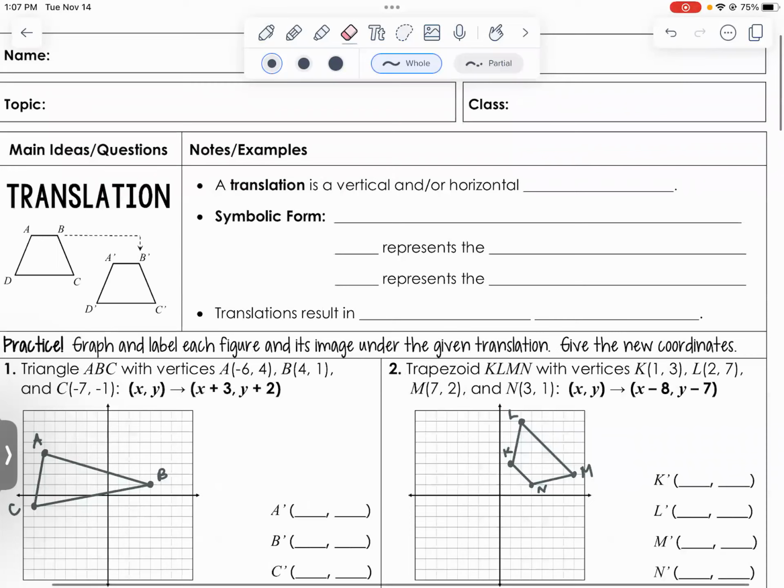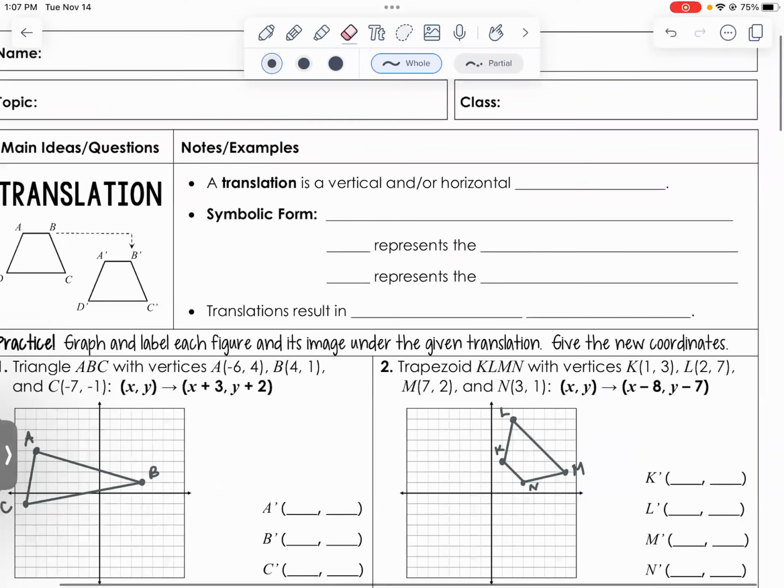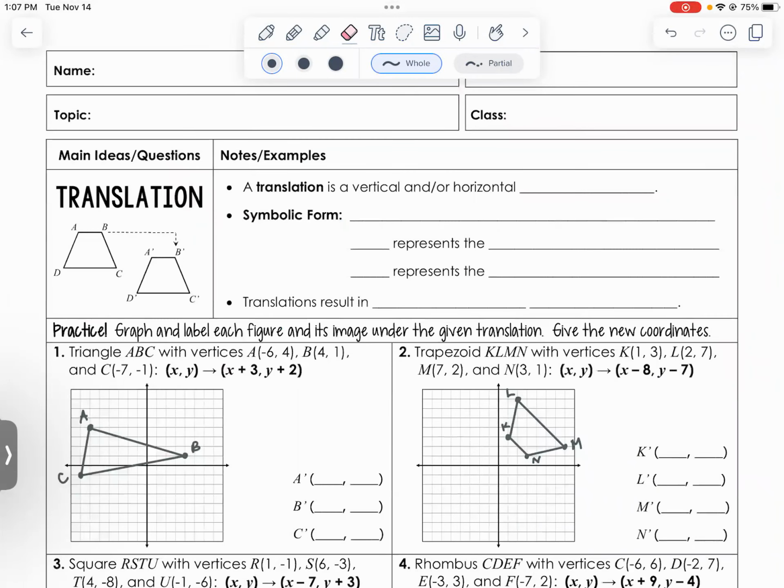Okay. Today and tomorrow, we are going to focus on what is called a translation. And a translation is a vertical or a horizontal shift.